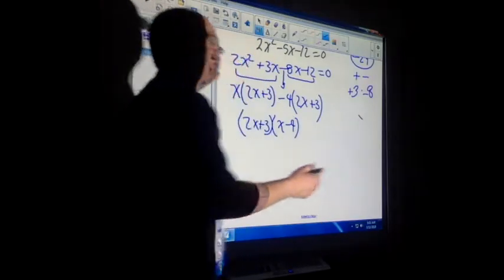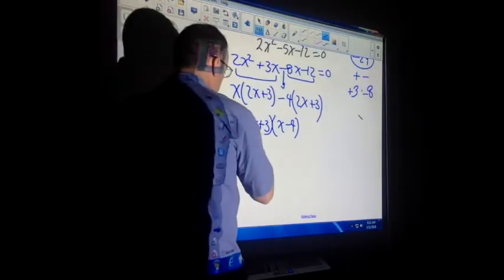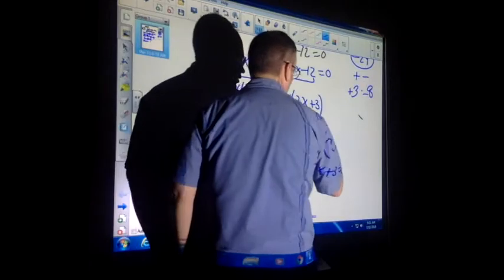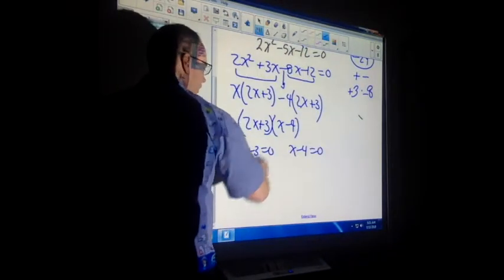Now, if you stop there, you're going to miss 2 points. Why did I say that? You want to solve it, so you're going to set each one of those binomials equal to 0. So you get 2x plus 3 equals 0, and you also have x minus 4 equals 0. Okay, so I subtract 3 here.